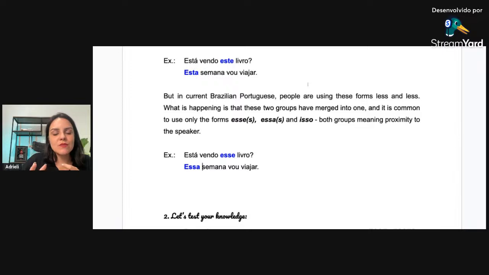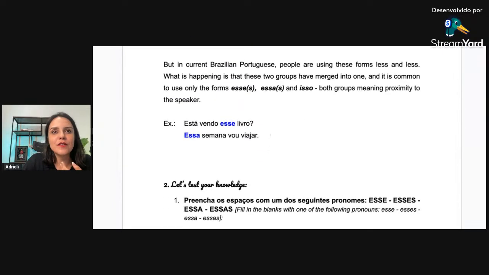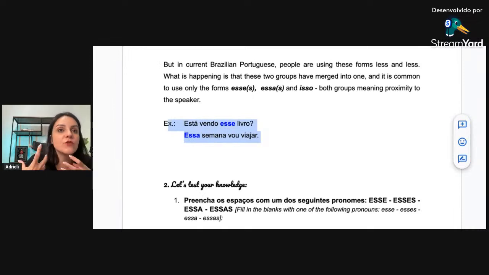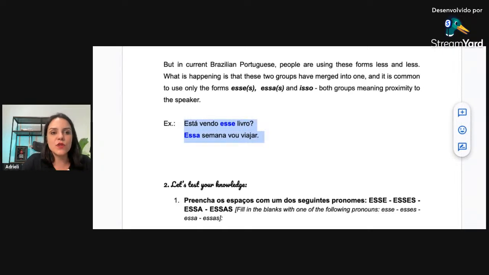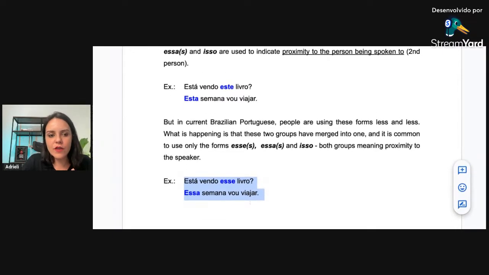And we Brazilians make this mistake because it's considered a mistake if you're following the traditional grammar, more formal situations. But if you were considering the way that we use the language in real life, the way we want you guys to learn, it's not a mistake. Okay, so this is the use we Brazilians make of this pronoun. Right? Any questions so far? Do you have questions, guys?